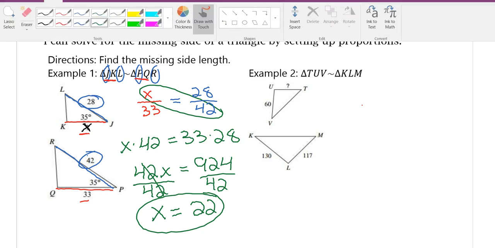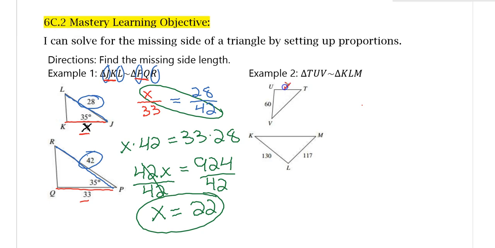Alright, looking at my next problem. I'm going to start with where my variable is. So x, which is UT, or TU. So it's going to go with the first two here, K and L, same place, over 130. Equals. Then I have to start with the same triangle, right? So that's 60, which is U and B. So I have to look at the second letters, LM, which is 117. Again, using those names to help me figure out what goes where.